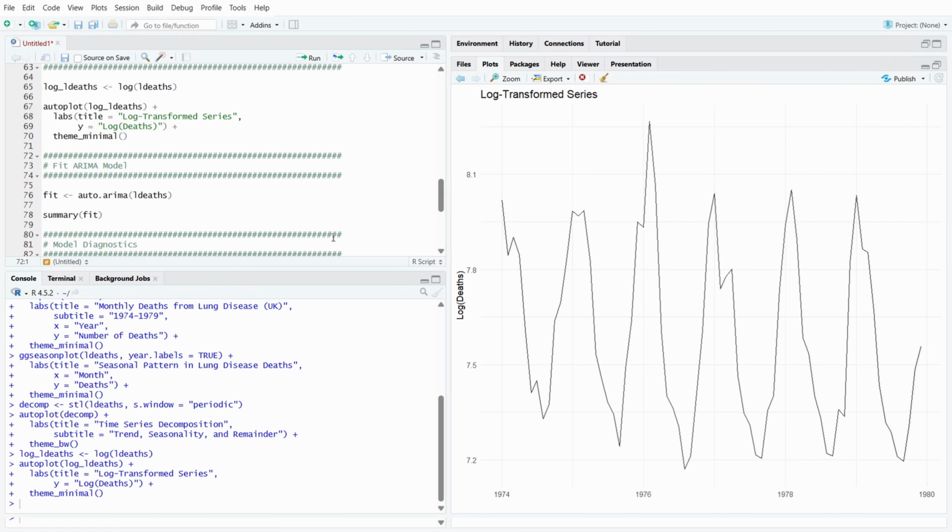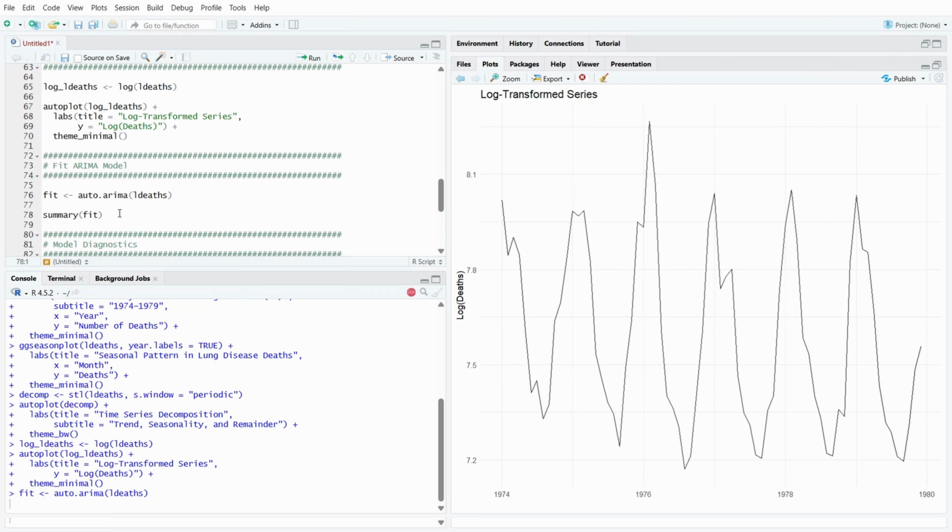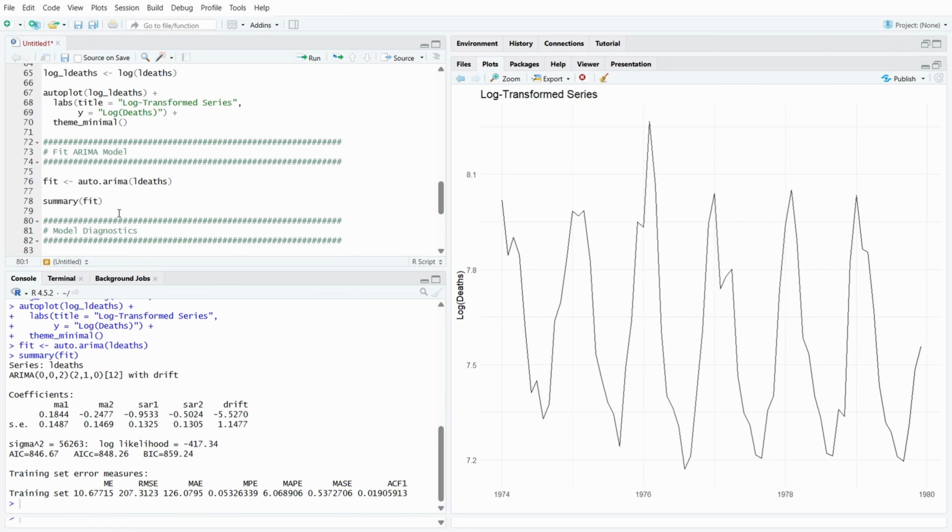Now, we move to modeling and the brain of the analysis. We use auto.arima. Think of ARIMA like an automated scout that tests hundreds of different mathematical combinations to find the best fit for our lung disease data. Now we are looking at the output from an ARIMA model, which is designed to capture patterns in time series data and use them to make informed predictions. But instead of just reading numbers, let's unpack what this actually means in a public health context.